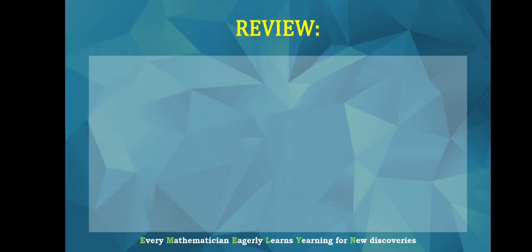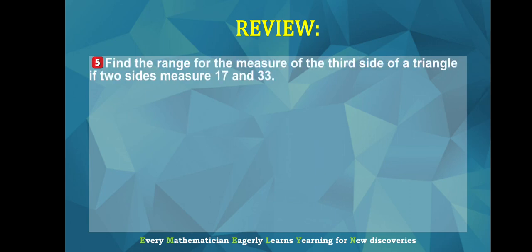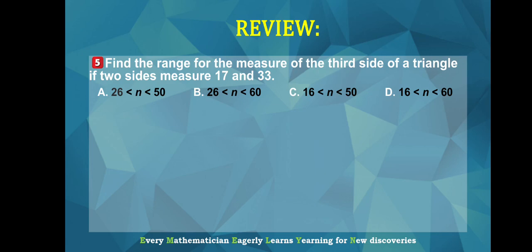Number 5. Find the range for the measure of the third side of a triangle if two sides measure 17 and 33. Answer: letter C. By angle-side relationship theorem, the range of the length of the third side is between 16 and 50.